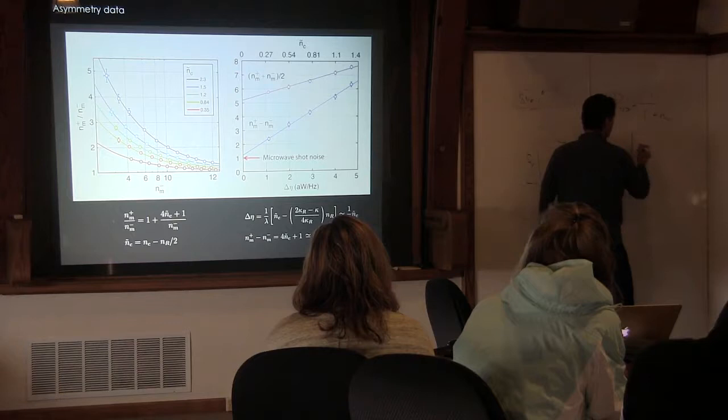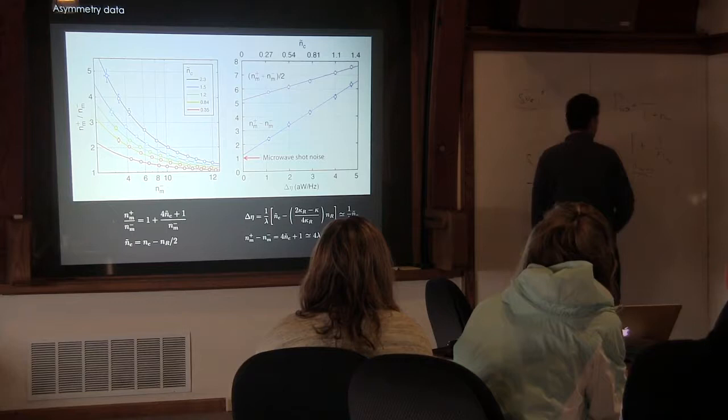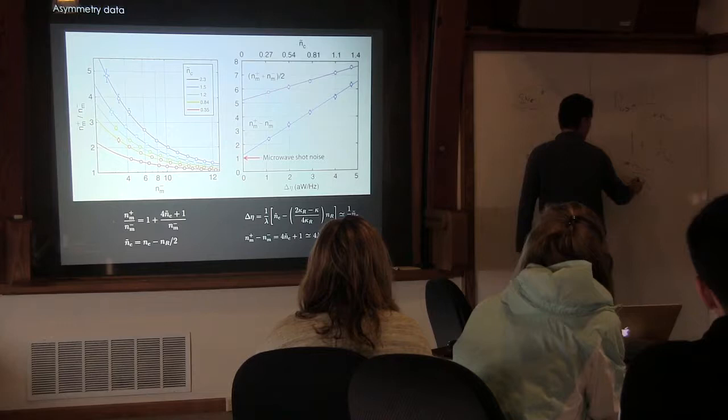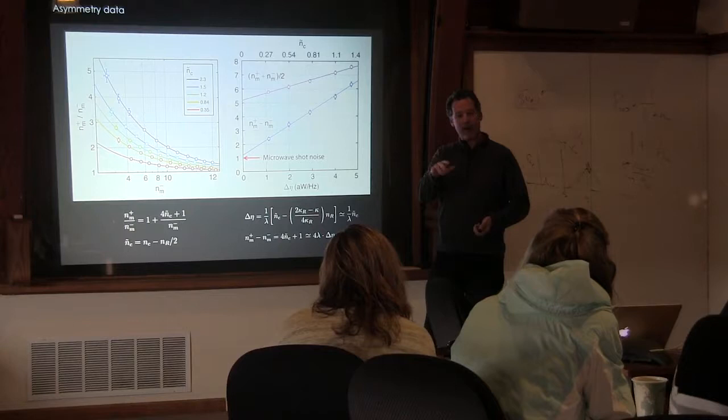Okay, so 1 plus 1 over nm, if you let the cavity go down to the ground state, is just nm plus 1 over nm. So that's the blue sideband over the red sideband. That's what you'd expect if the cavity were not occupied. But we have to deal with the fact that there's a really tiny amount of microwave power in the cavity due to noise. We have to take that into account.